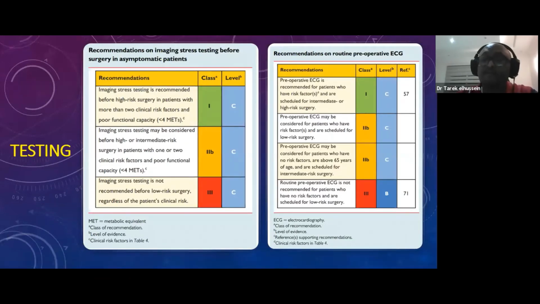So remember, they made it very difficult for you. You need to have these three collectively together to justify doing a dobutamine echo or a myocardial perfusion imaging for your patient: more than 2 clinical risk factors, a high-risk surgery, and a poor functional class. Having 2 out of 3 or 1 out of 3, it's class 2B. And whenever we say class 2B, it means that this intervention might be of benefit, or it's still not clear. So in this case, you need to individualize your decision and take into consideration what is best for your patient.